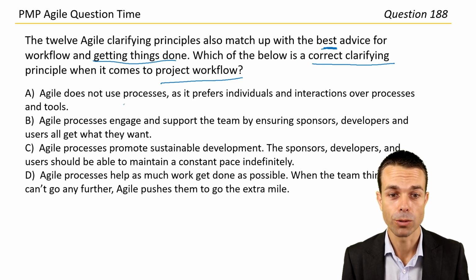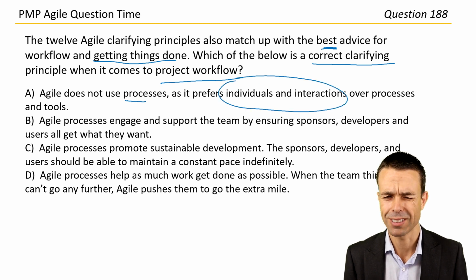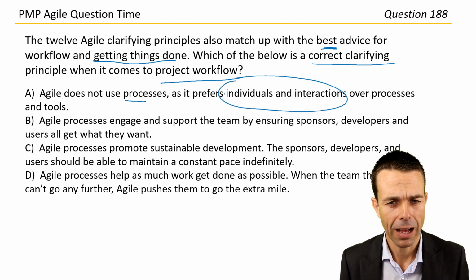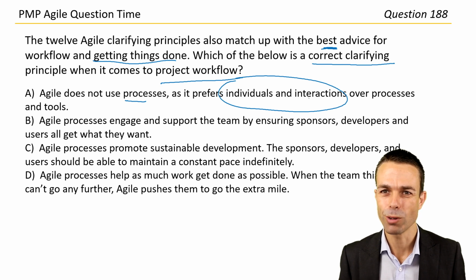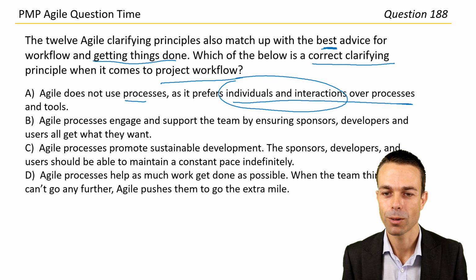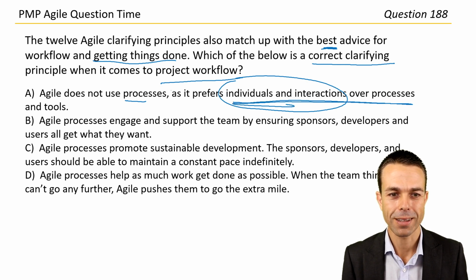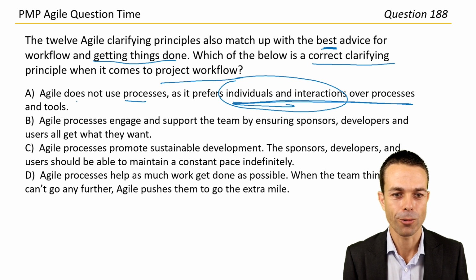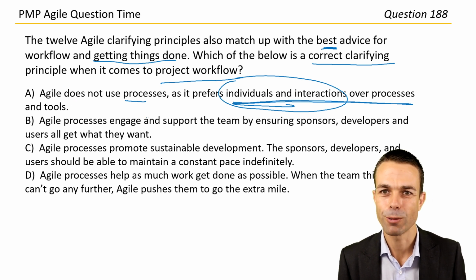Agile does not use processes, as it prefers individuals and interactions over processes and tools. That's tough. That's sort of correct because that's one of the Agile Manifesto core values. But I don't think that's an actual clarifying principle, it doesn't sound right. Let's see what else we've got here.